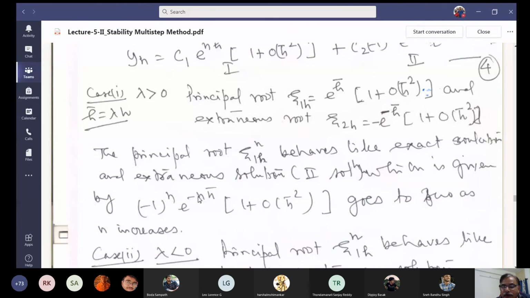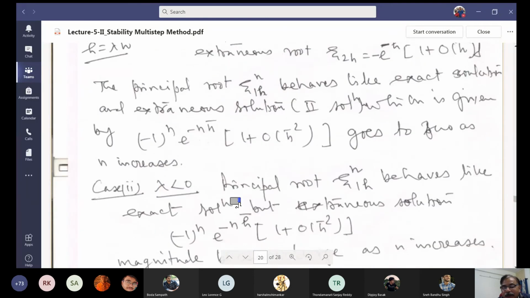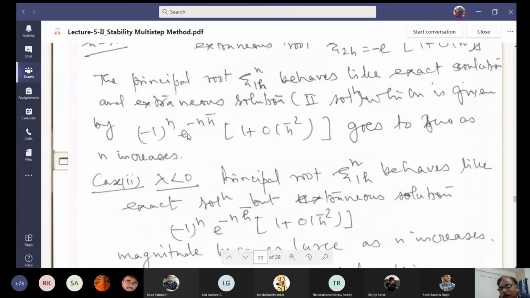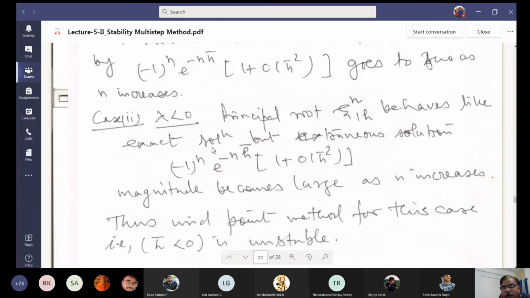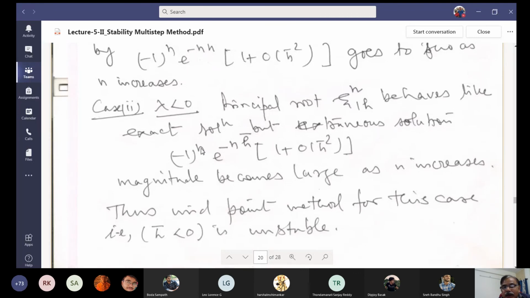Right? Yes, sir. But in the reverse case, if lambda is less than 0, then there is trouble because it blows up. The second extraneous solution blows up because of e to the power minus n h bar if lambda is less than 0. So in this case, it is unstable when h bar is less than 0. Right?